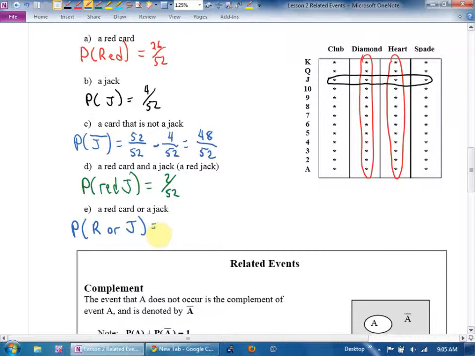What it's really asking is how many cards are circled once or twice? I don't care. How many cards are red or jacks? Stop. How can I figure it out without counting them all? Could I go 26 plus 4? Why? In fact, what I do is I go 26 plus 4 minus the overlap. And that's going to give us next class our first probability formula. We're going to say if you ever want to find or, it's the first one plus the second one minus any overlap because you've counted it twice. Anyways, 26 plus 4, 30, minus 2, 28, yes?